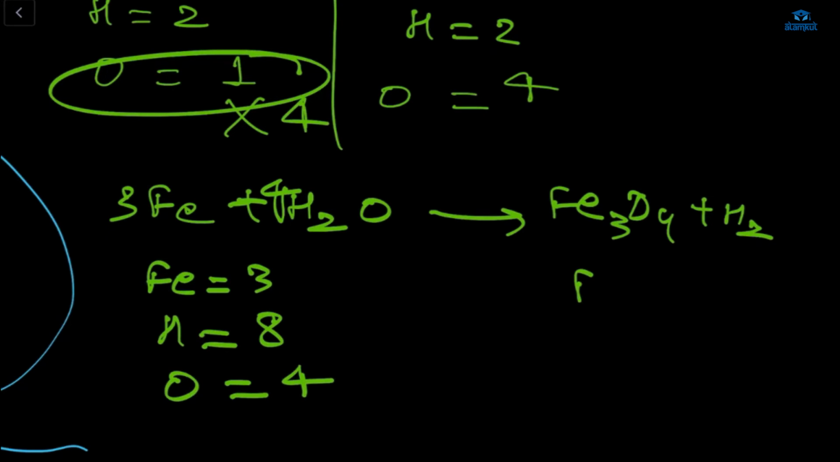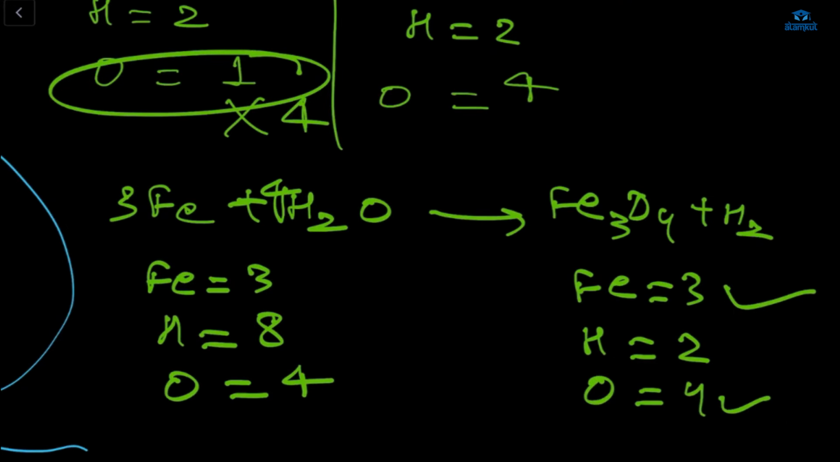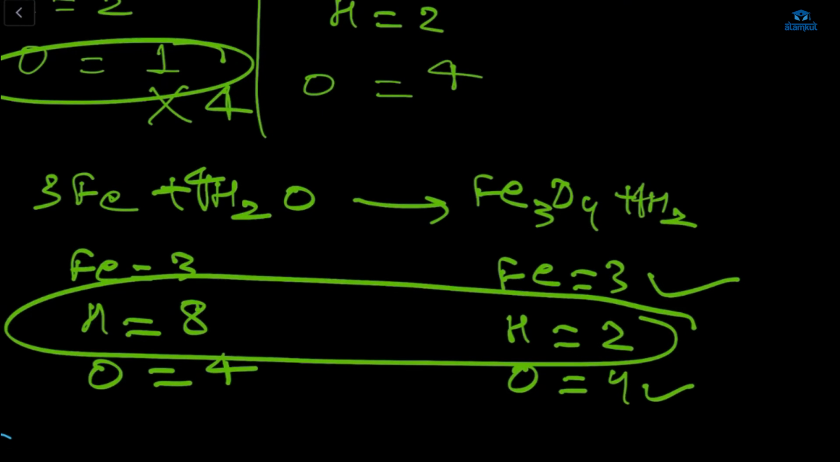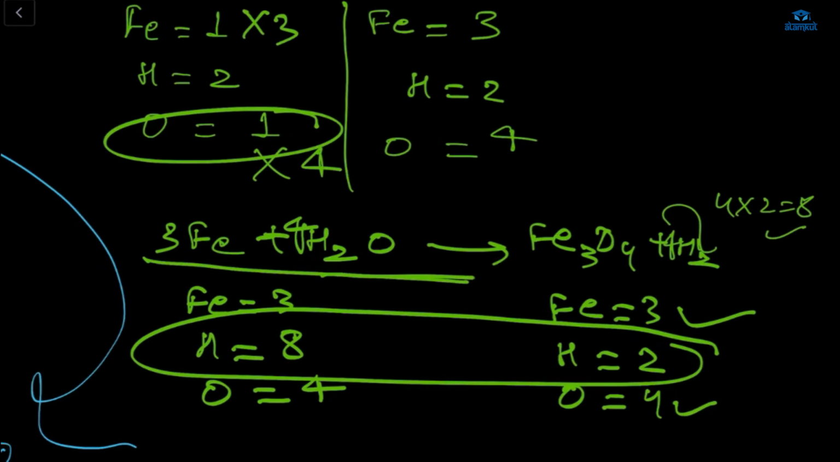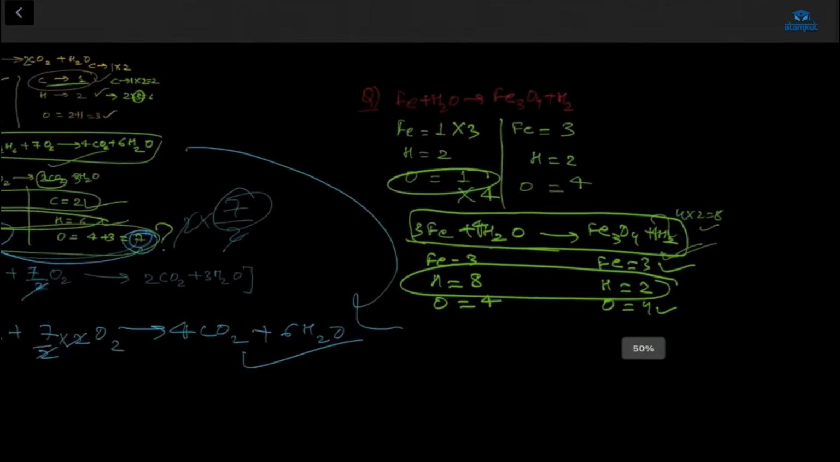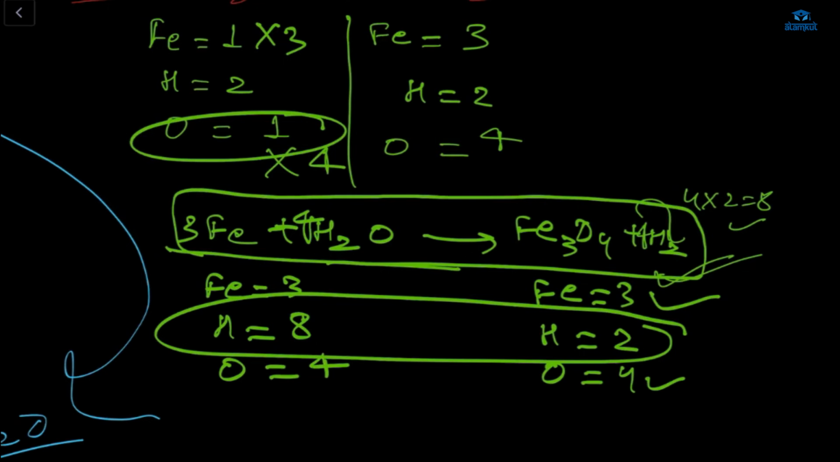But here my Fe is 3. This thing is correct. My hydrogen is 2 and my oxygen is 4. So the only thing is we have to balance this hydrogen. So what if I write 4 here? Because 4 2s are 8. It's very simple. So it will be 3Fe plus 4H2O giving Fe3O4 plus 4H2O. Correct. Got it?